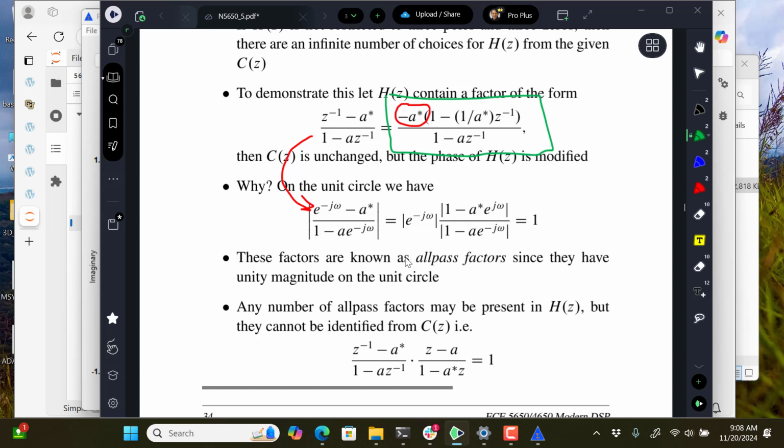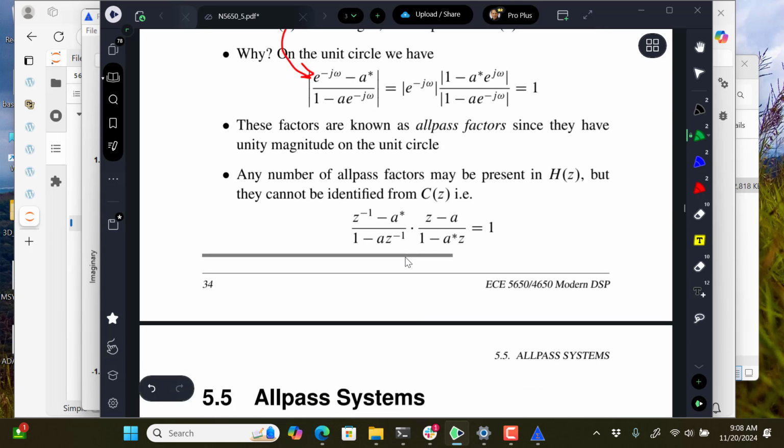So this is an all-pass factor. And if you look at the way this can happen, any number of all-pass factors could show up in a system and not ever alter the magnitude response, but they do change the phase response.